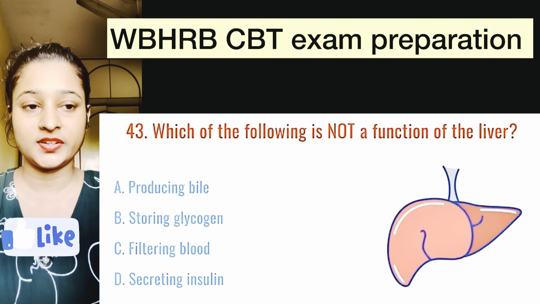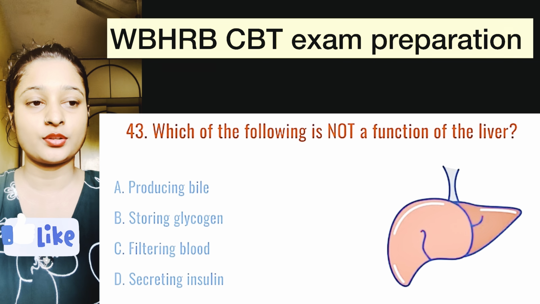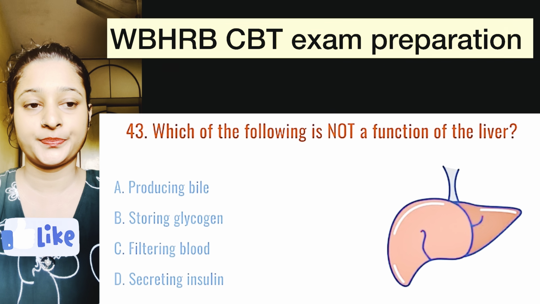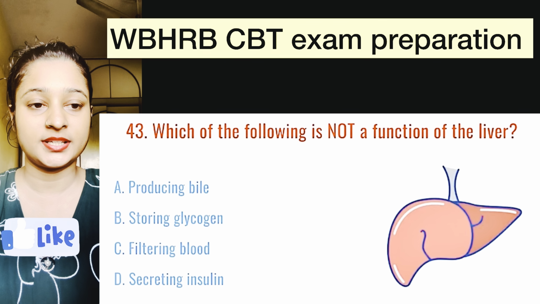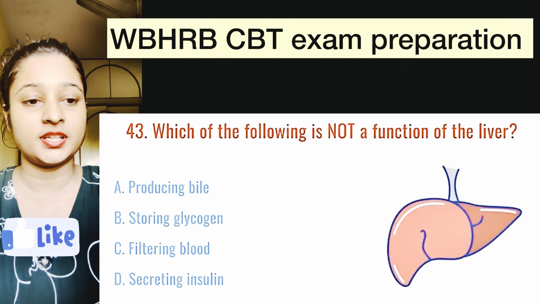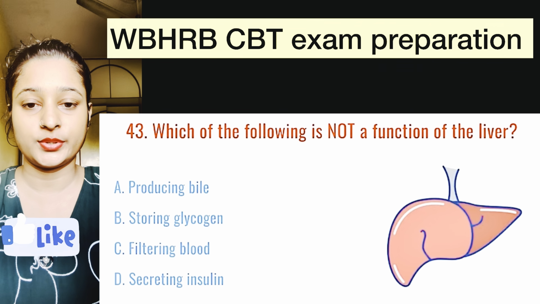Question number 43 is, which of the following is not a function of the liver? A producing bile, B storage glycogen, C is filtering blood and D secreting insulin. Here correct option is option D secreting insulin.